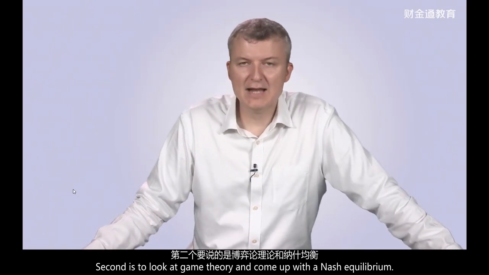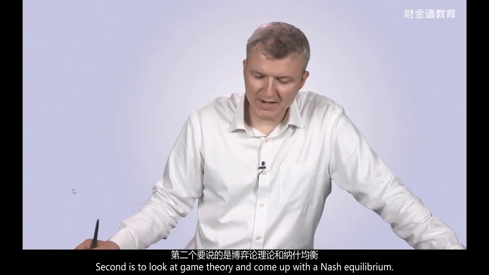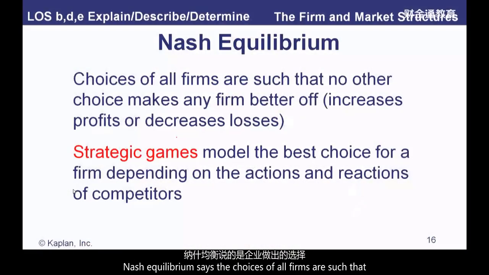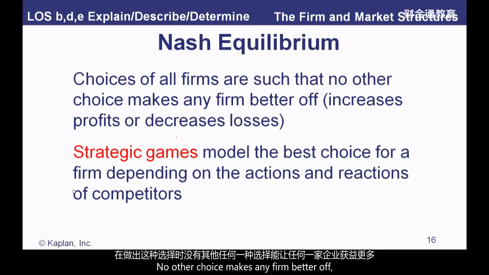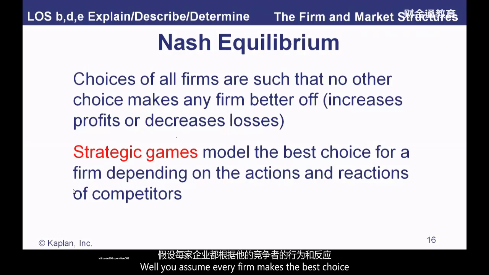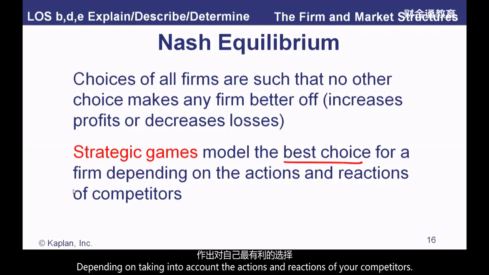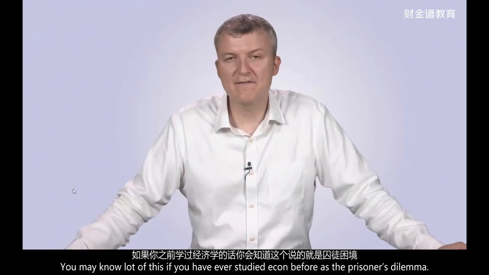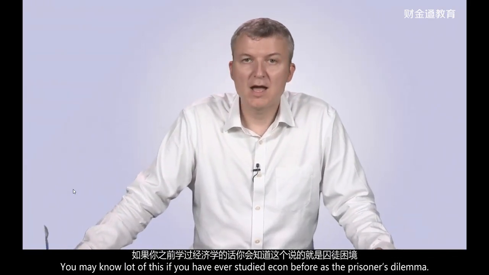Second is to look at game theory and come up with a Nash equilibrium. Nash equilibrium says the choices of all firms are such that no other choice makes any firm better off, i.e. increases or decreases their losses. It's a strategic game. How do you get to the Nash equilibrium? Well, you assume every firm makes the best choice, taking into account the actions and reactions of your competitors. You may know and love this if you've ever studied econ before, as the prisoner's dilemma.